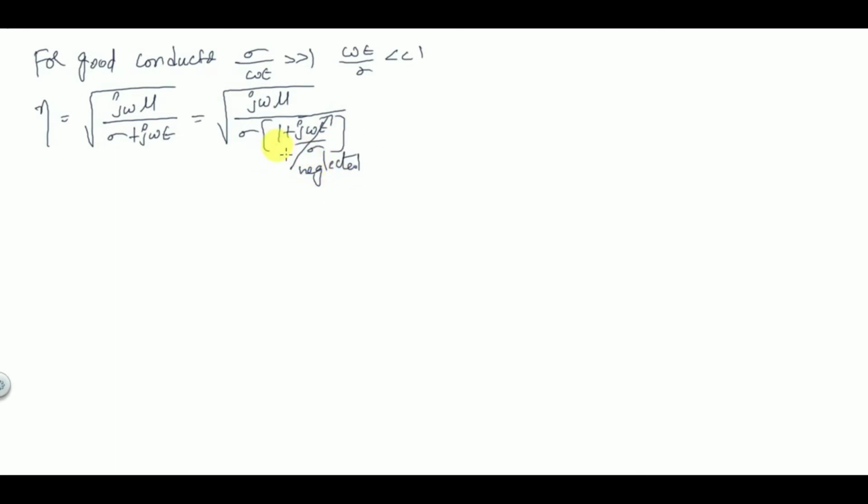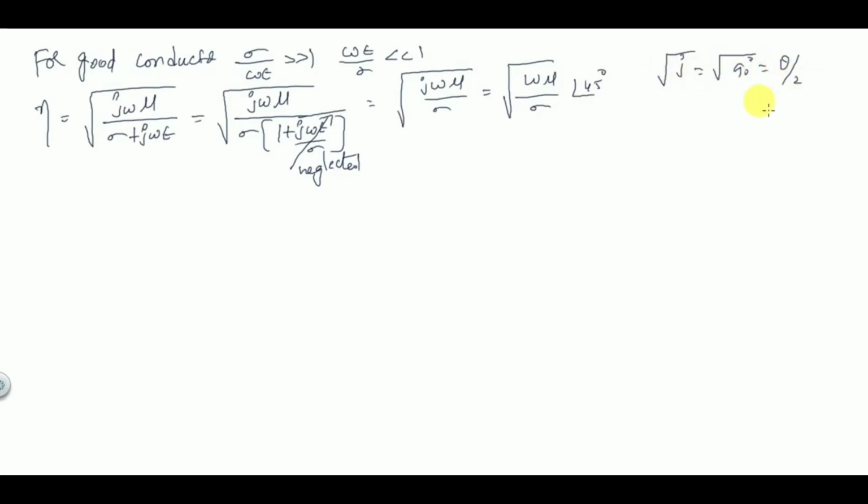Okay, so when this value is neglected, what is left over with? J omega mu by sigma. So this can be written as root of omega mu by sigma, angle of 45 degrees. Same, root of j is root of 90 degrees, equal to theta by 2, which is 45 degrees. This is pure mathematics.